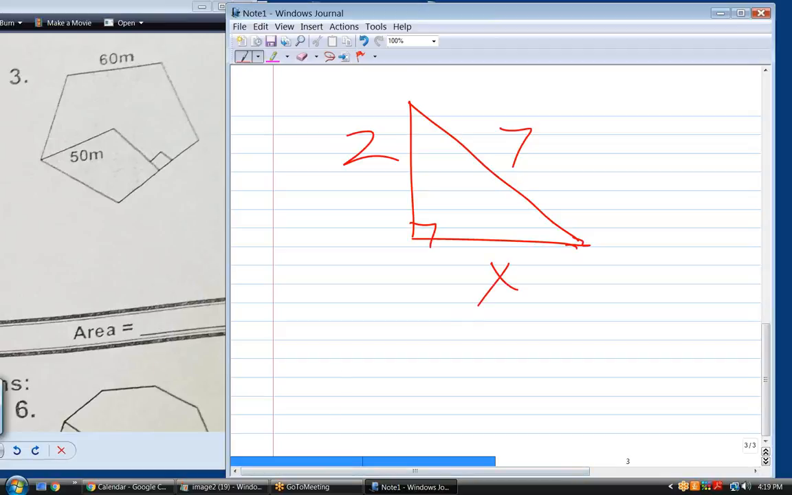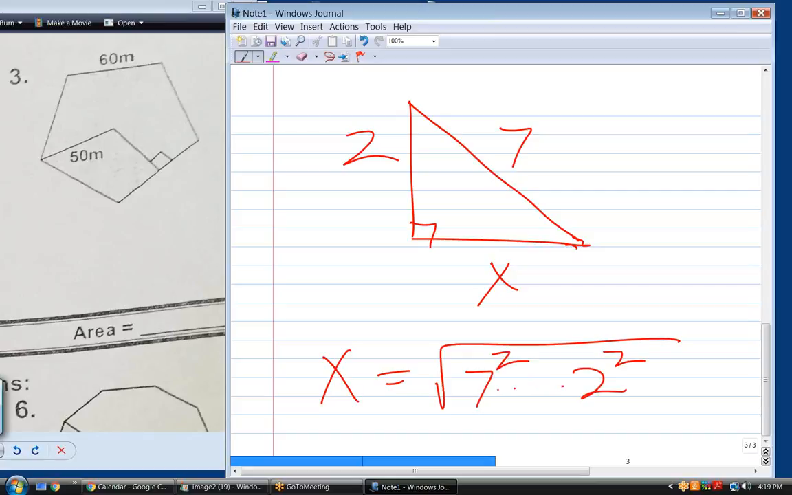What's x? Don't give me a number, give me the setup. In other words, x is the square root of what? The square root of 7 squared minus 2. Or 7 minus 2, I guess.